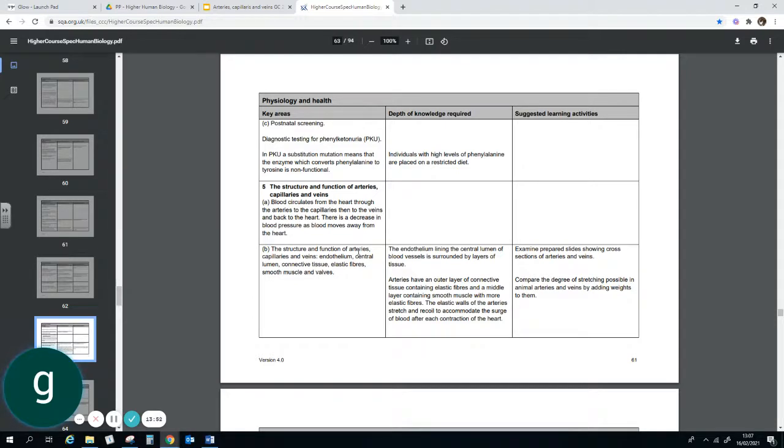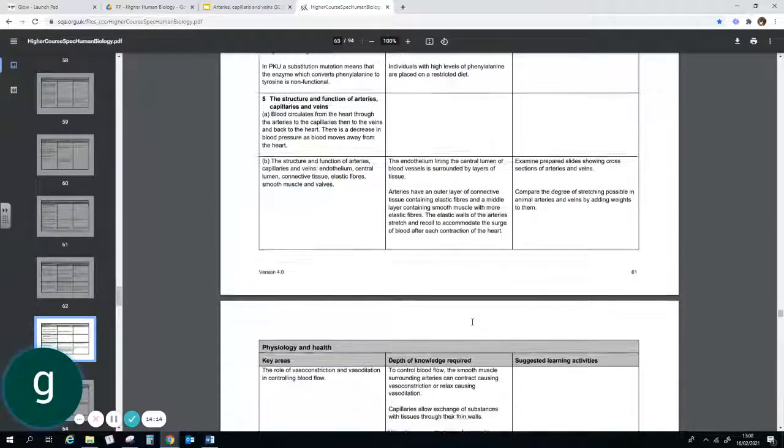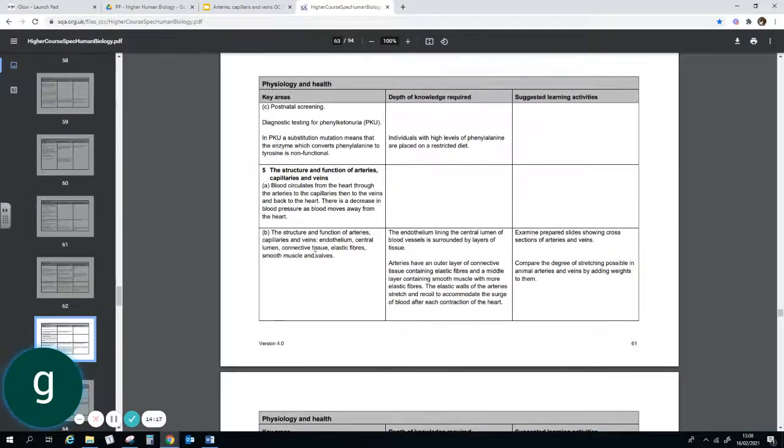We talked about the central lumen being this inside hole. We talked about connective tissues containing elastic fibers, and in the middle containing smooth muscles with more elastic fibers. We talked about arteries having more of these muscly fibers than veins. The elastic walls of arteries stretch and recoil to accommodate the surge of blood after the contraction of the heart. We talked about veins preventing the backflow of blood, and when we talk about things like deep vein thromboses later, we'll look at an example of this. Hopefully that makes sense. It's just this little bit here that we're learning today.